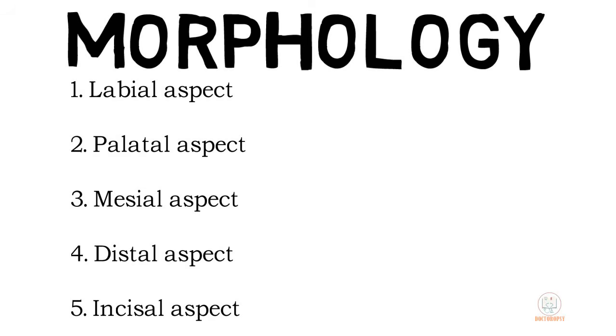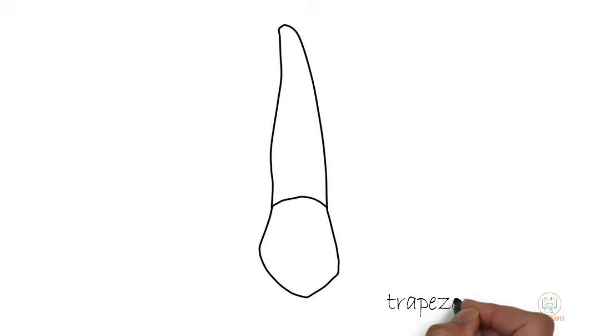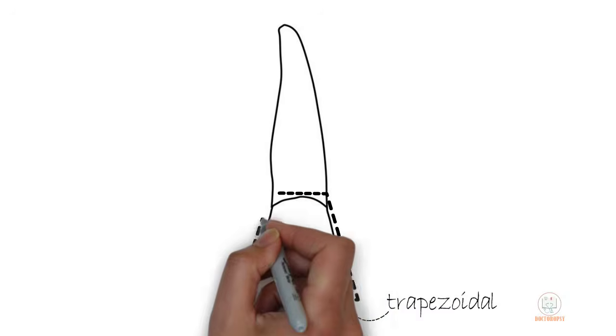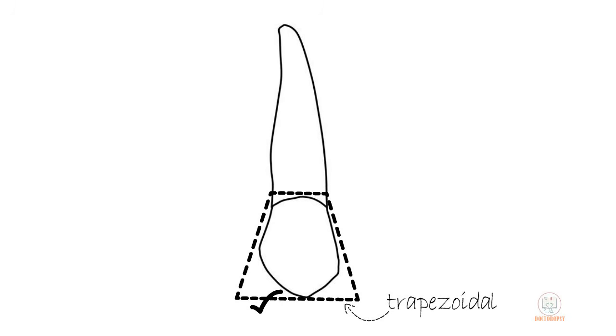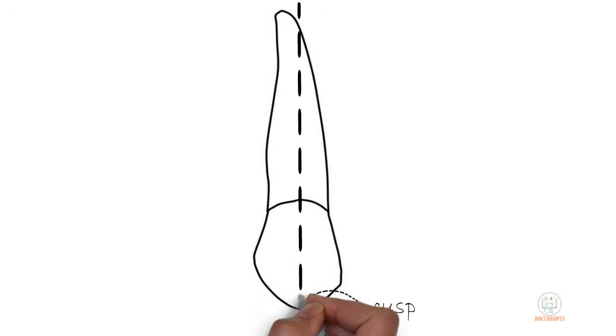The tooth morphology is studied under 5 aspects. Let's start with the first aspect, the labial aspect. From the labial aspect, the crown's outline form is trapezoidal in shape with the longer parallel side towards the cusp and the shorter side towards the cervix. The cusp tip is seen at the midline axis of the tooth.